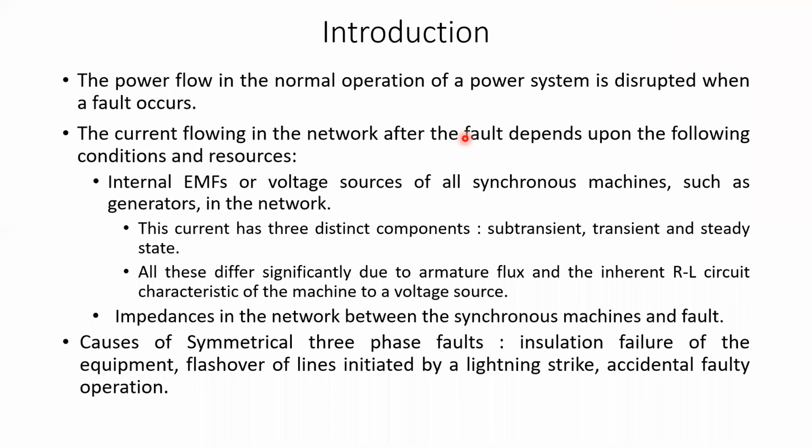Hello everybody. So today we'll be starting with the analysis of faults in a power system. As we know, the power is transferred from the generator to the load through a transmission line. In normal operating conditions, the amount of current that flows through the transmission line depends upon the rating of the loads, how much real and reactive power the load requires for its operation. Now, any disruption of this normal operation or the normal flow of current occurs when a fault happens.